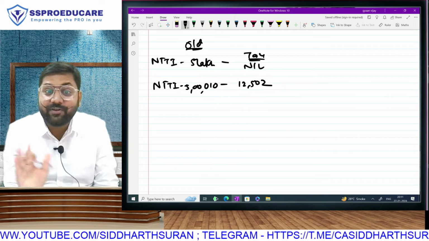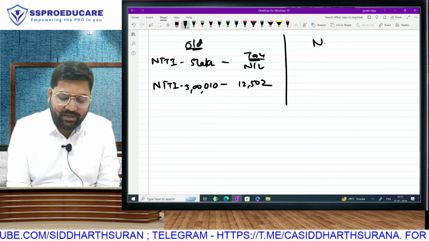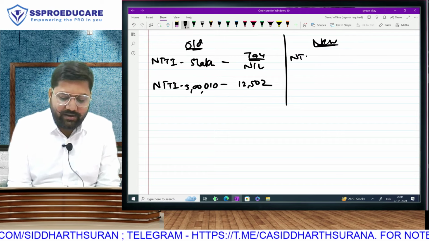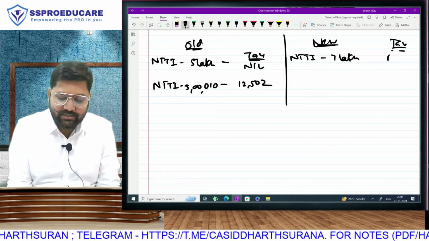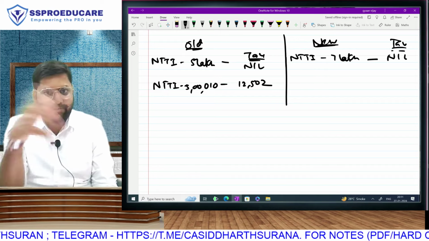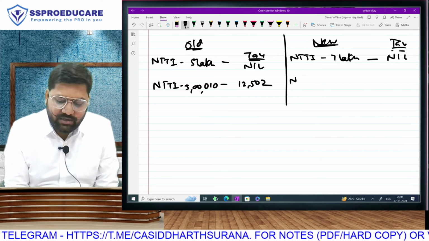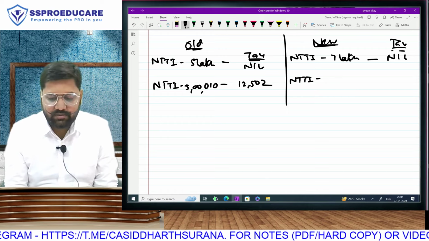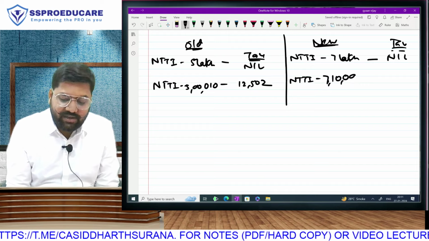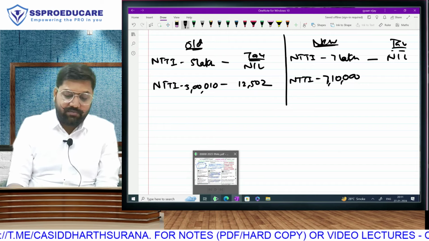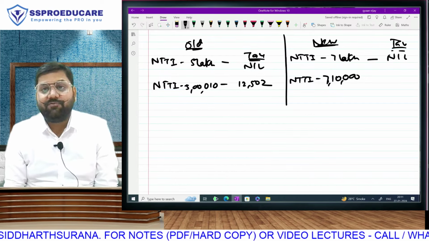There is no marginal relief in rebate. The marginal relief applies only under surcharge. But in the new regime, see what? If your NTTI is 7 lakh rupees, is your tax 0? Yes, sir. Right now we saw tax is 25,000 and that 25,000 will become 0, because the rebate is the actual tax or 25,000, whichever is lower. But supposing your net taxable total income is 7 lakh and 10,000. Because it is 7 lakh 10,000 you are disqualified from rebate, because the rebate eligibility here is only 7 lakh. Because you don't get rebate, you will have to calculate your full tax.